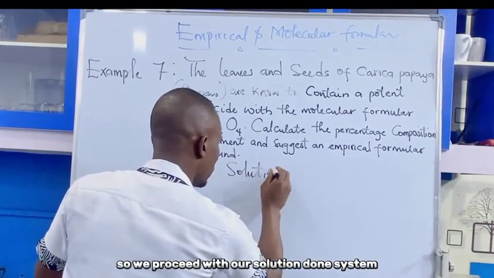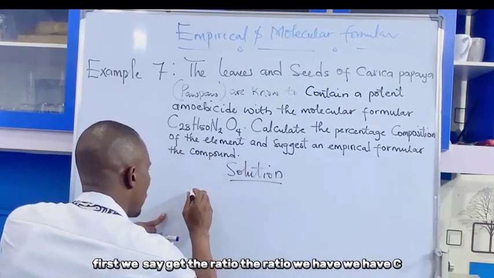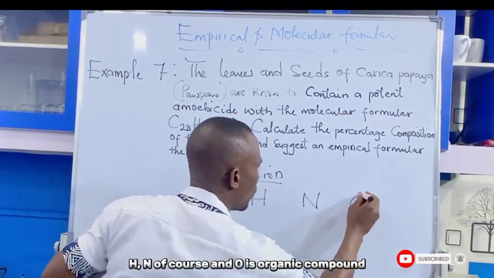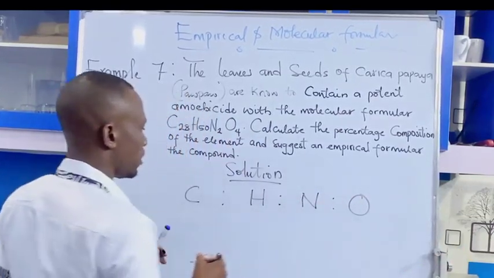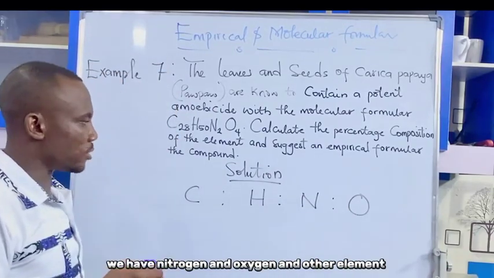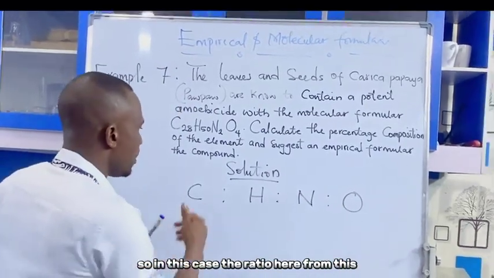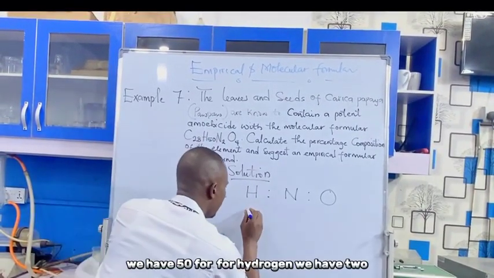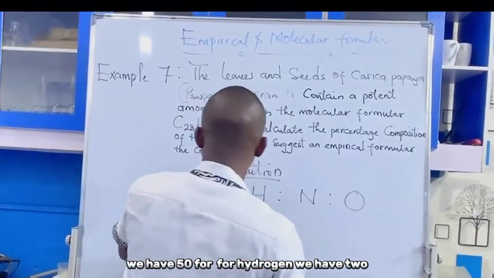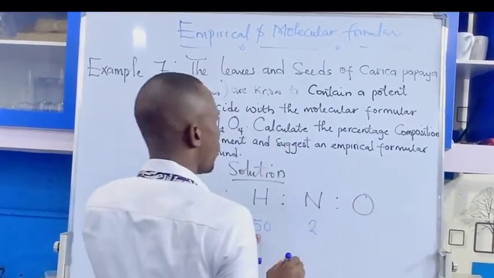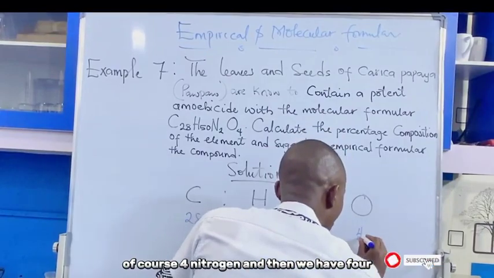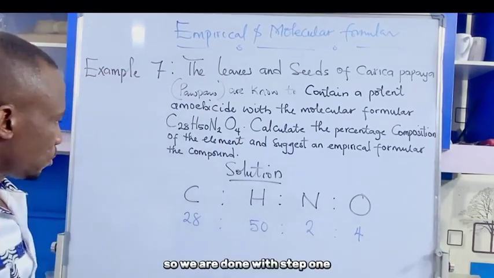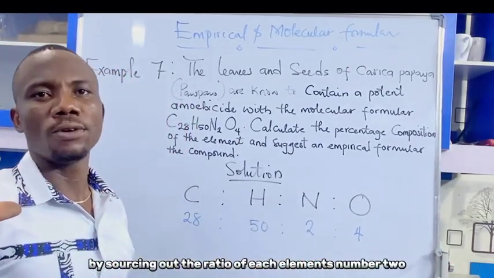Solution to our question. First, we say get the ratio. The ratio: we have C, H, N, of course, and O. It's an organic compound. Apart from carbon and hydrogen, we have nitrogen and oxygen and other elements. So in this case, the ratio from this, we have 28 for carbon, 50 for hydrogen, 2 for nitrogen, and 4 for oxygen. This is the ratio. Step 1 has been done, by sourcing out the ratio of each element.